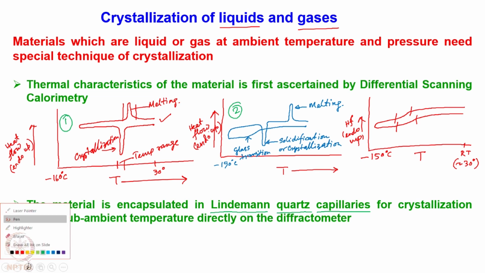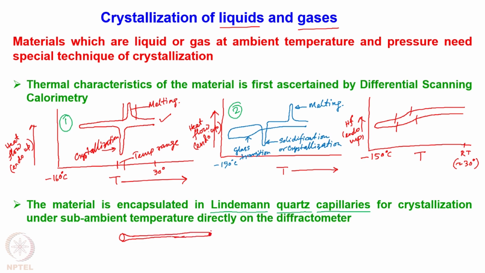These capillaries are made of a special glass and are available in various sizes. They look like this, a very thin capillary with an inner diameter in the range from 0.1 to about 2 millimeter, and the thickness of the glass is about 0.01 millimeter, either glass or quartz.